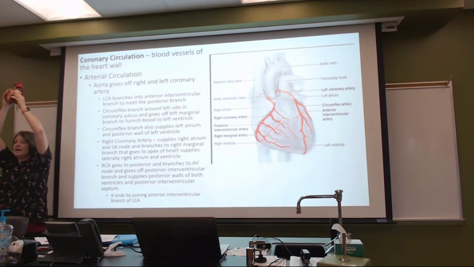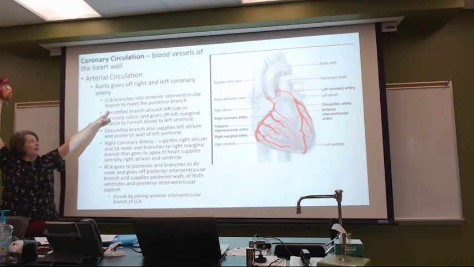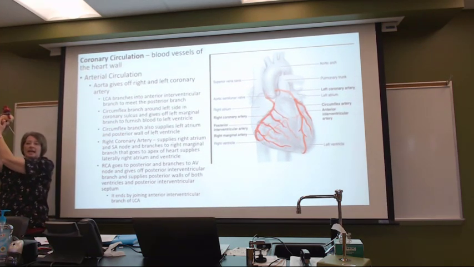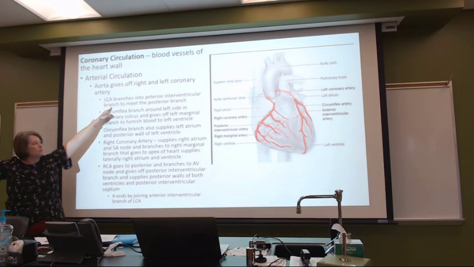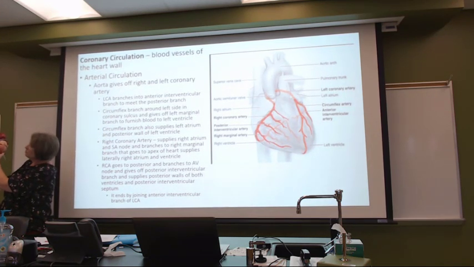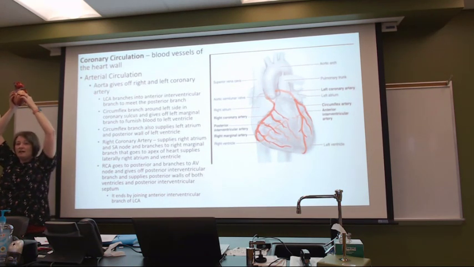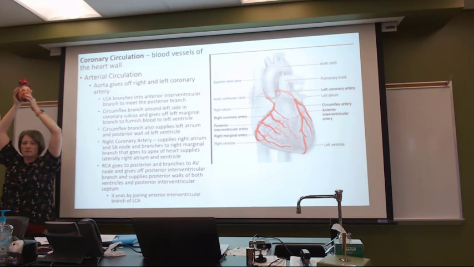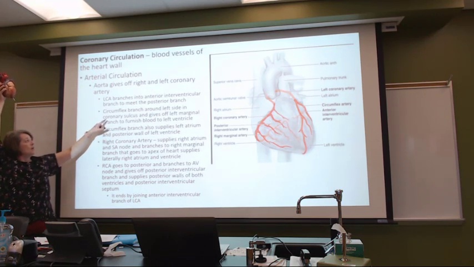On my left side, all right, this side of my heart, it has to branch into an anterior interventricular branch, because if you look, all right, and we get the branching, I have to feed tissues on the front part of my left side. Does that make sense? All right.